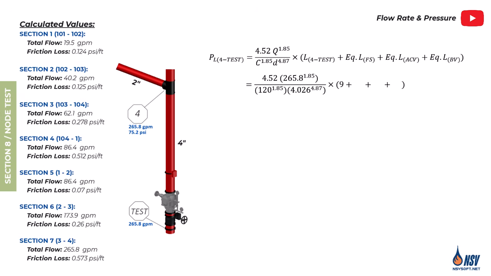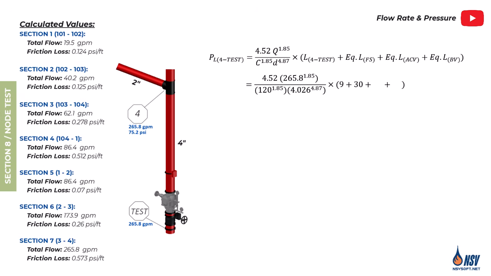According to Table 28.2.3.1.1, the equivalent length of a flow switch is 30 feet. It's important to note that in earlier editions of NFPA 13, we were allowed to ignore pressure losses through flow switches larger than 2 inches. However, in the 2025 edition, this exemption has been removed. We must now include the pressure loss of the flow switch regardless of pipe size.